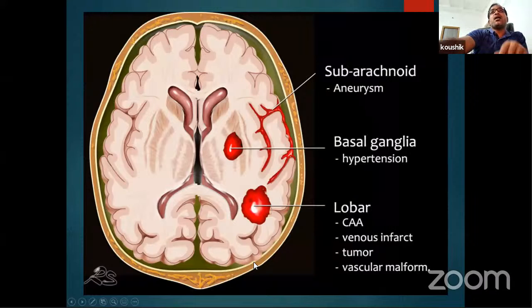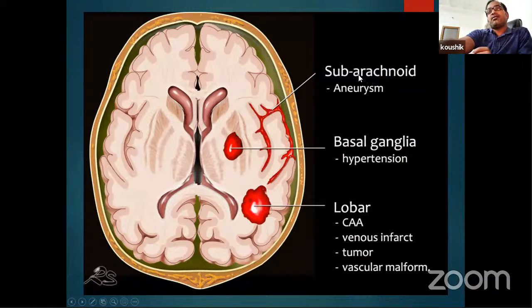Next comes hemorrhages. Usually broadly we can see subarachnoid hemorrhage, which is commonly seen in the case of aneurysmal rupture or trauma. Then we have the basal ganglia in case of hypertension, or lobar hemorrhage. Lobar hemorrhages are usually seen in the case of venous infarct, a tumor bleed, or vascular malformation, or in the case of cerebral amyloid angiopathy. These are the common conditions where we see day-to-day hemorrhages in the brain.